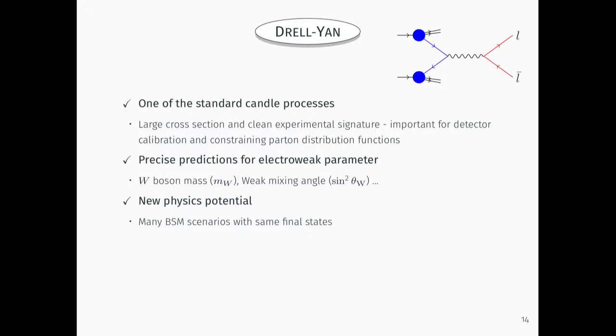On the other hand, it involves precise predictions for different electroweak parameters like the W mass and the weak mixing angle and so on. Also, some new physics processes can mimic the final states. So instead of a Z boson here, you can have a Z prime or something else which can produce the same leptonic final states. So it can be there.